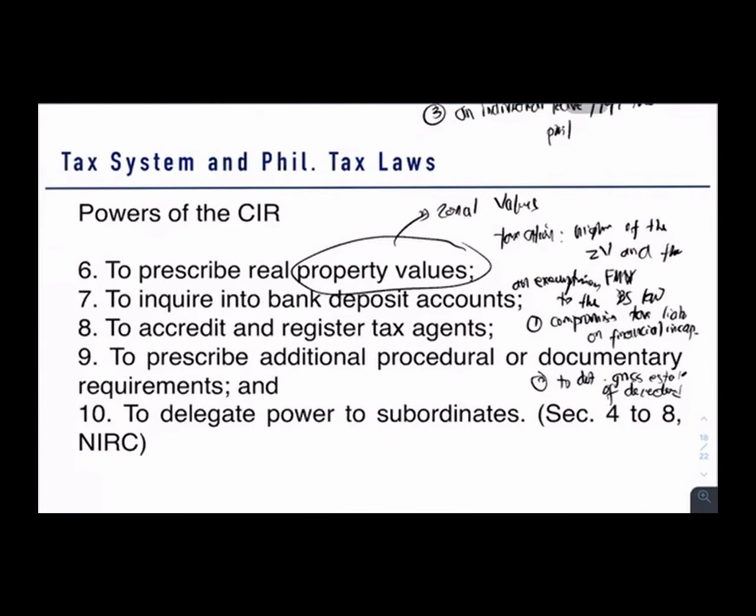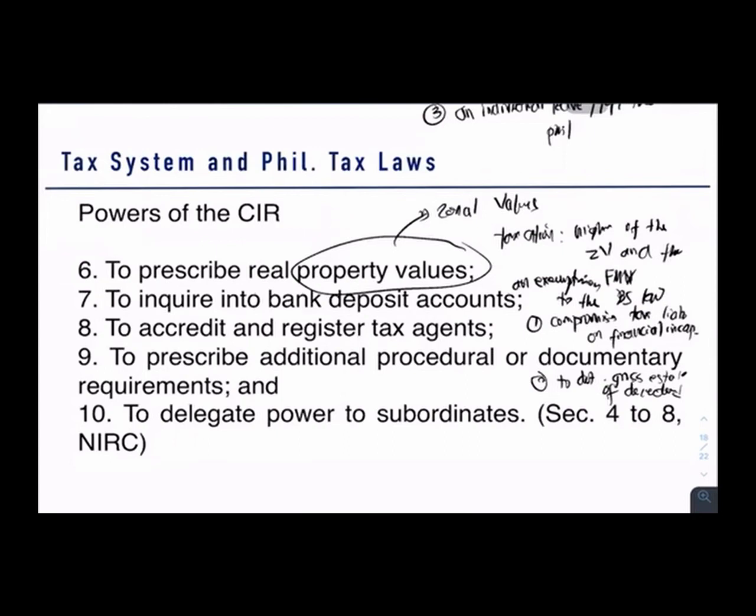Next, to accredit and register tax agents. So when do we register and accredit tax agents? Guys, it doesn't mean that if you are an accountant, you are already a tax practitioner. Before you will be considered as a tax practitioner, you must first be accredited by the Bureau of Internal Revenue. So you must first be accredited and registered as a tax agent.